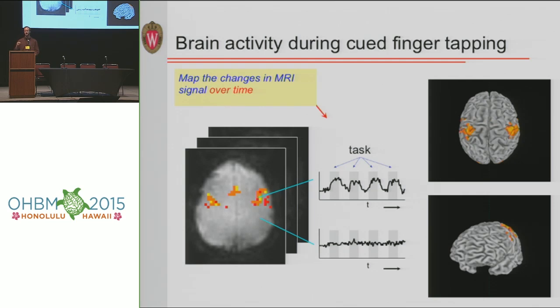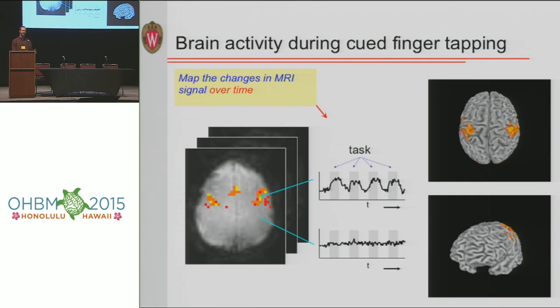So for example, in this case, we had the person tapping their fingers for 20 seconds, resting for 20 seconds, tapping the fingers for 20 seconds, and so on. And then we look for where the signal changes in that kind of a pattern, increasing when they're doing the task and then decreasing again when they're not doing the task. And then we can indicate those with colored areas and then overlay them on a nicely rendered image if we want to.